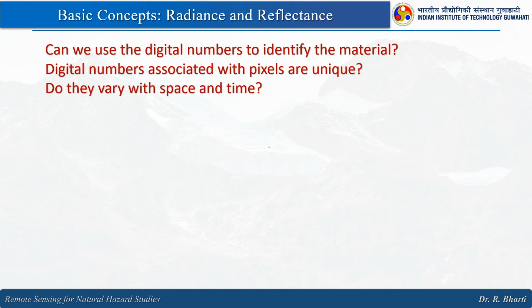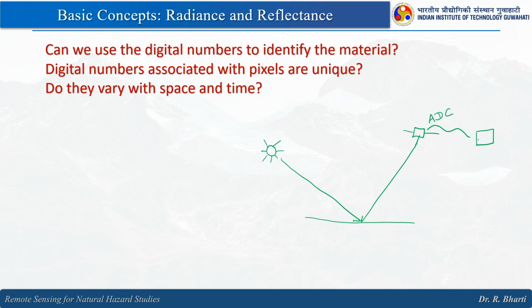So when we try to capture the images, basically we are trying to capture the reflected energy, right, or emitted energy. So here we have the sensor, and because of the ADC, analog to digital converter, these signals are getting some number, right, depending upon whether they are 2-bit or 4-bit or 6-bit. So we will have the different numbers. So this is called digital number, right.